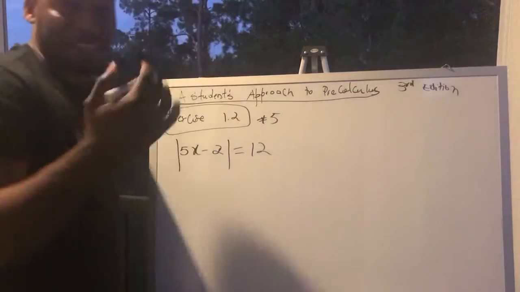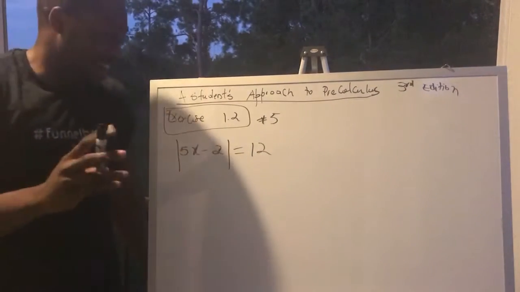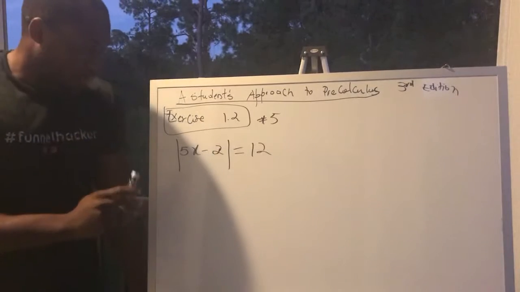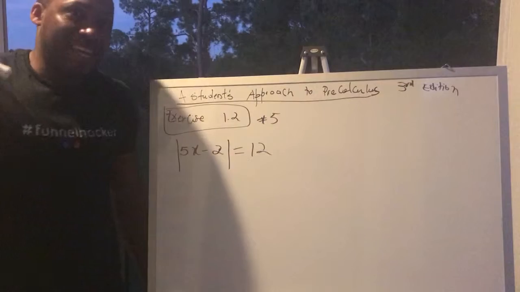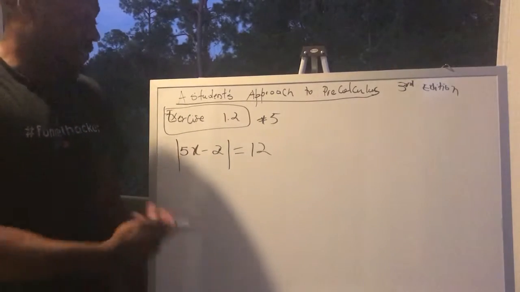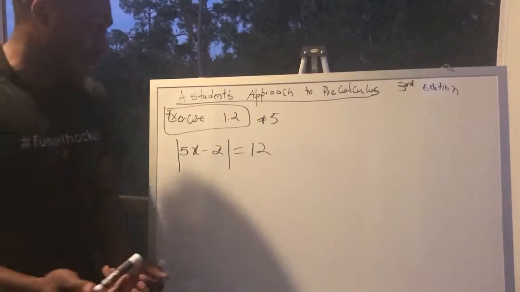All right, we're going to talk about something that confuses a lot of students. It's something called absolute value. Anything that has absolute value in it confuses a lot of students, and sometimes it can be hard to solve an equation or understand what exactly absolute value is.